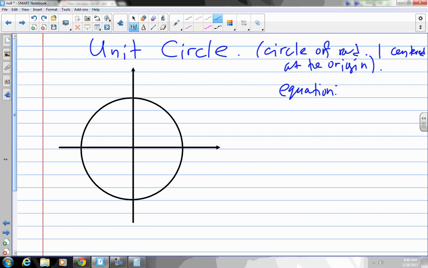Yeah, it has that kind of stuff in it. No, you're just guessing. Yeah, remember the h's and k's? The general equation of a circle is x minus h squared plus y minus k squared equals r squared. The circle centered at (h, k) of radius r. Well, in our case, since h and k are both zeros, because we're centered at the origin, and the radius is 1, this is the equation of our circle.